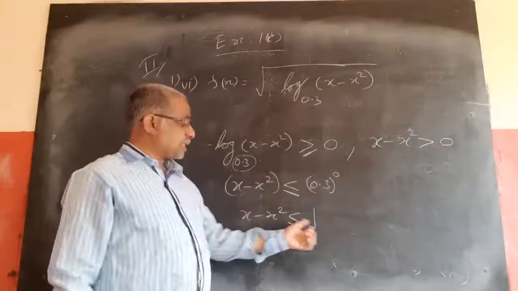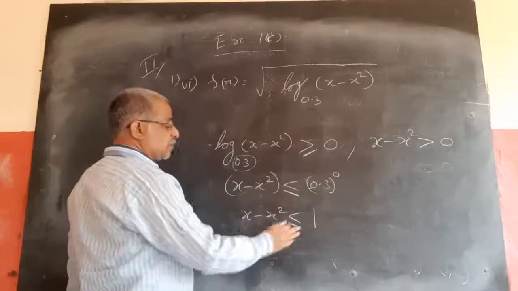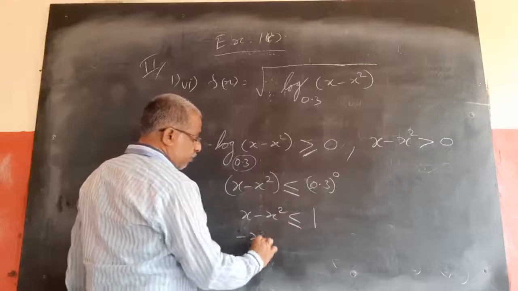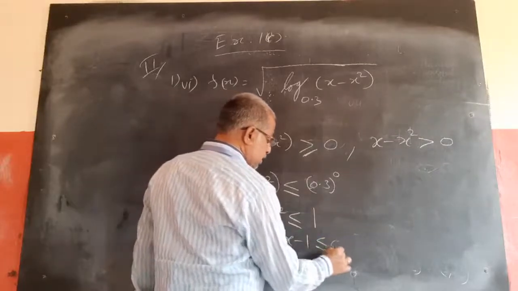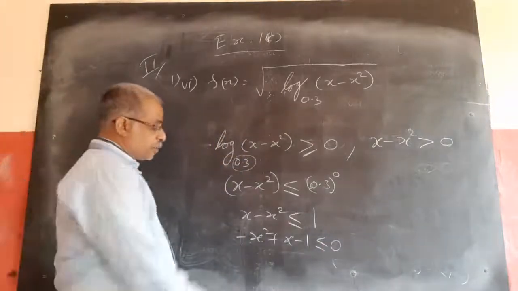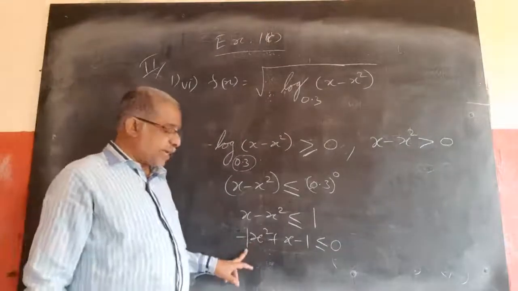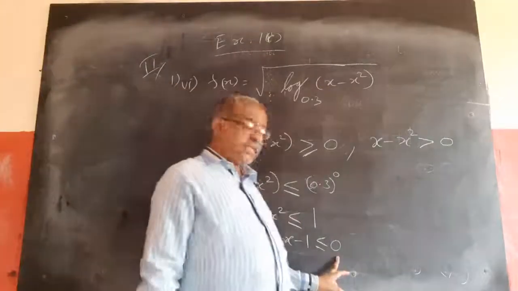Now x minus x square less than or equal to 1. So if I bring all to one side, minus 1 plus 1 to the side, I get minus x square plus x minus 1 less than or equal to 0. Here if you observe, the coefficient of x square is less than 0 and the expression is less than 0.